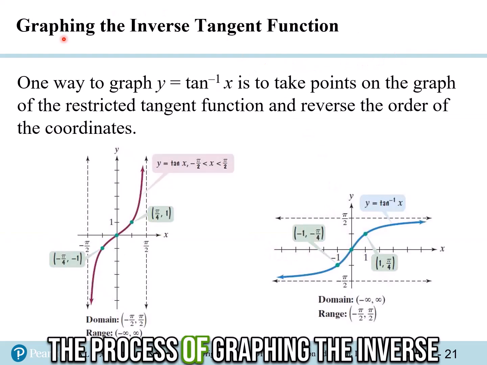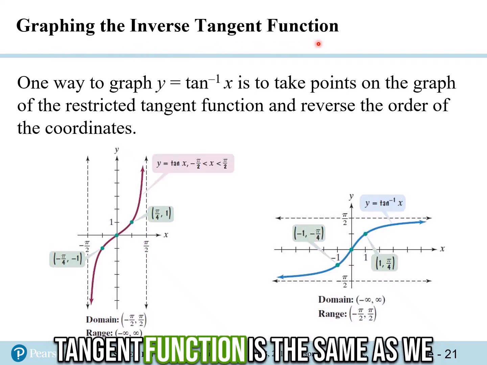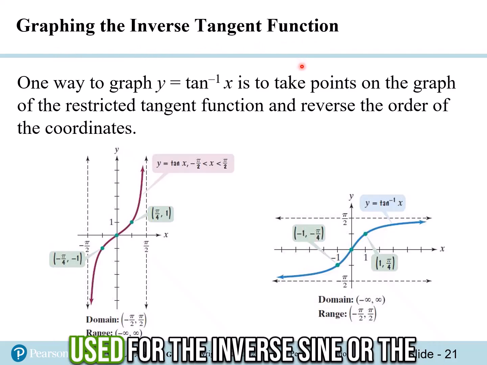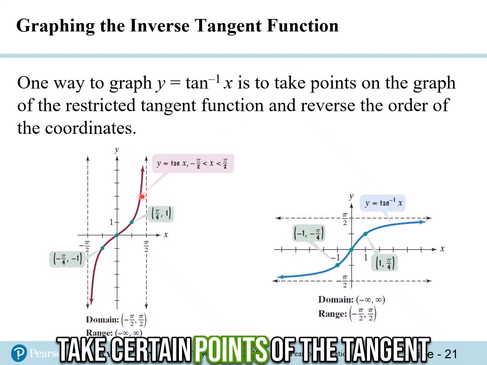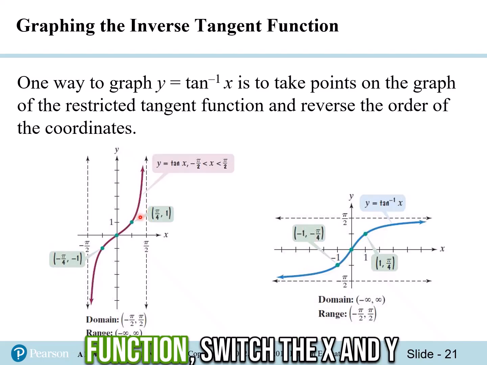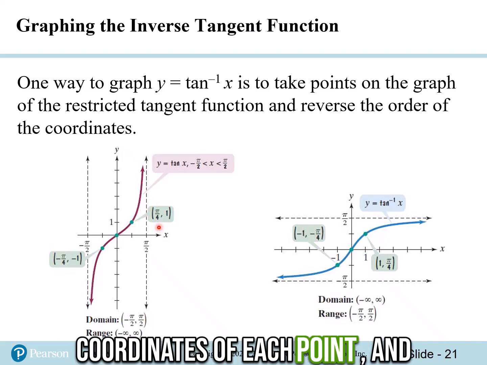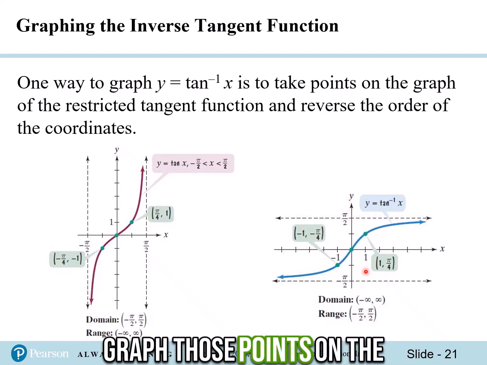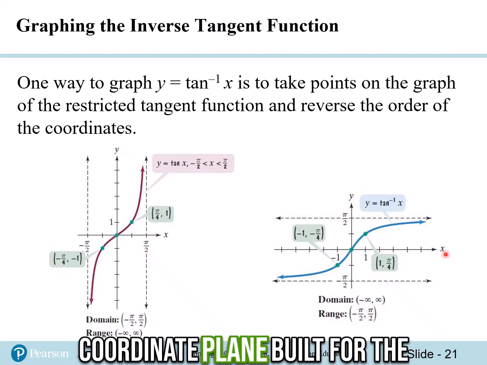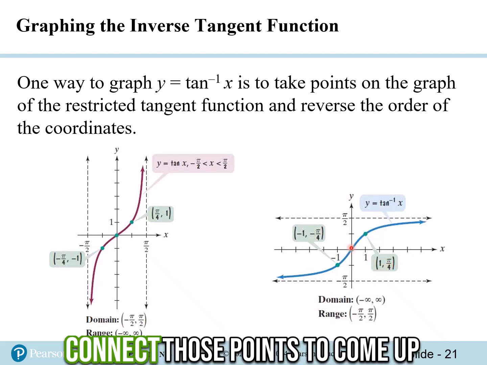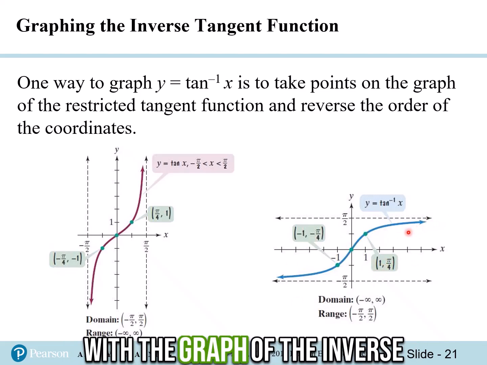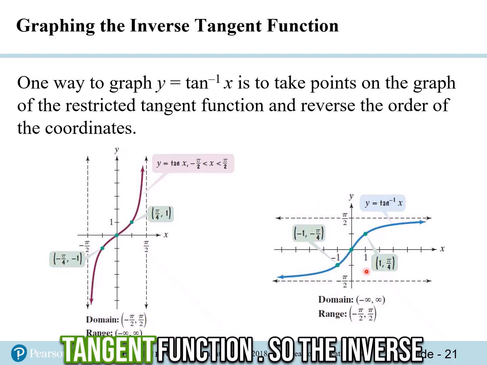The process of graphing the inverse tangent function is the same as we used for the inverse sine or the inverse cosine function. That is, we take certain points of the tangent function, switch the x and y coordinates of each point, and graph those points on the coordinate plane built for the inverse function graph, and then connect those points to come up with the graph of the inverse tangent function.